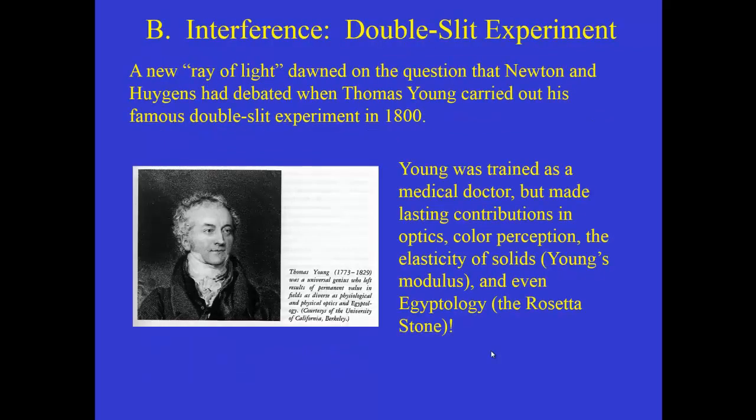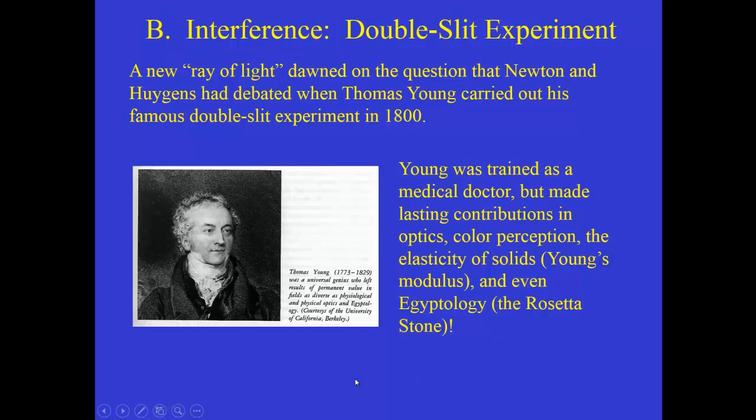Now, about a century and a half after Newton was born, there was a very famous experiment done by an English scientist named Thomas Young, and his work caused a new ray of light to dawn on the question that Newton and Huygens had argued about. So Thomas Young's experiment, which is also sometimes called the double-slit experiment, very much resolved this question once and for all.